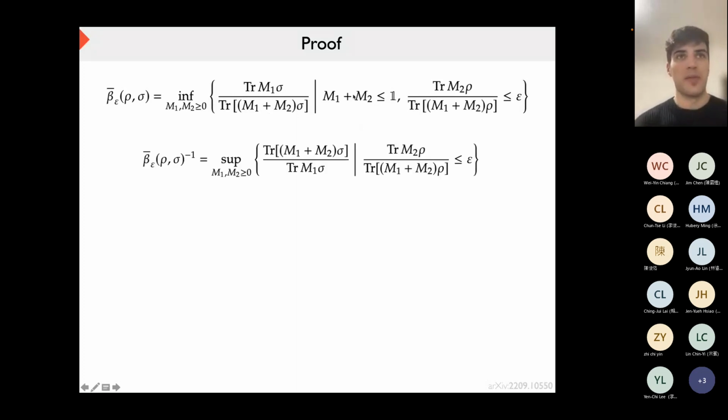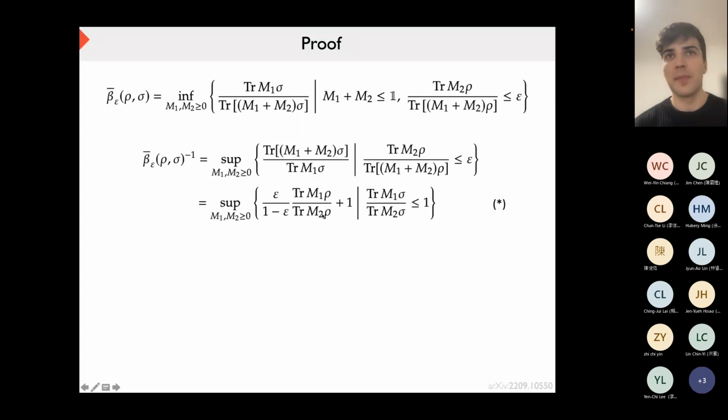So what we can do is write now, okay, I will write the inverse of this because this will be a bit easier to work with. We can write this as the following optimization problem. It still looks a bit ugly, but if we just rearrange this expression, and I don't want to show this, it's just algebra, what we get is this epsilon factor here, and then a ratio of M1 with rho, M2 with rho, and then M1 of sigma, M2 with sigma. Okay, and these fractions we have here.